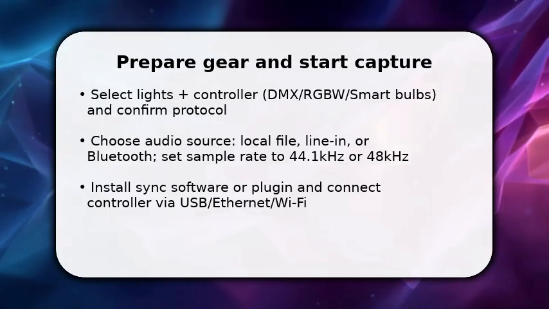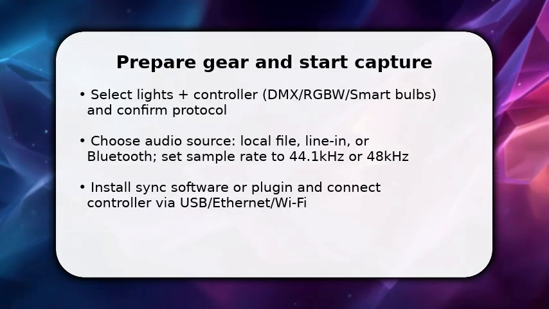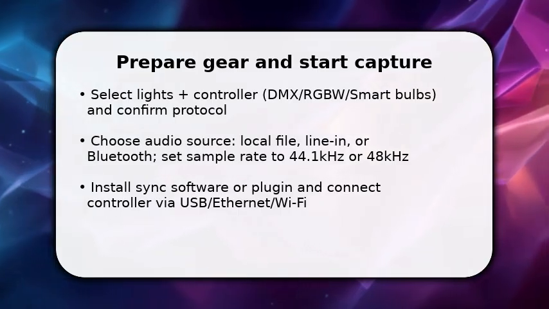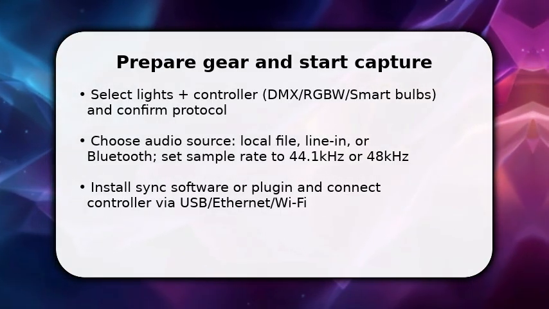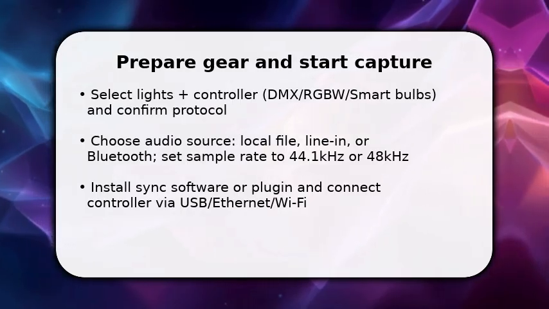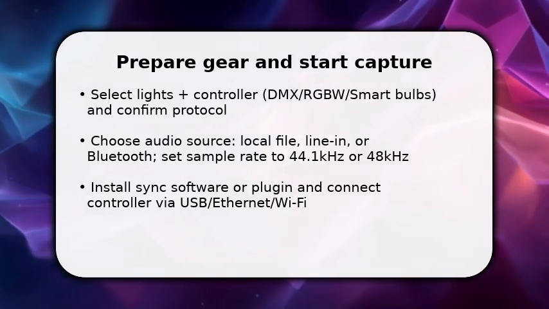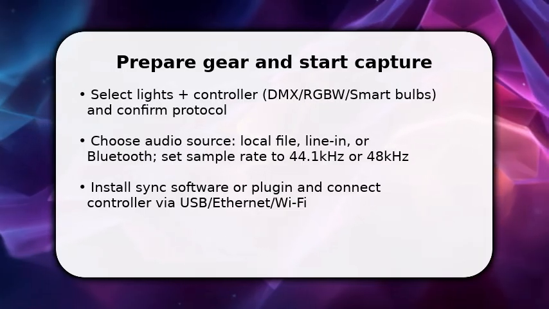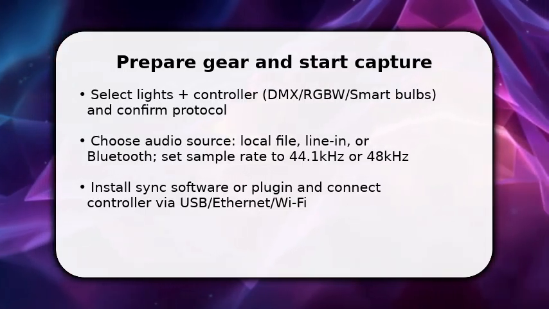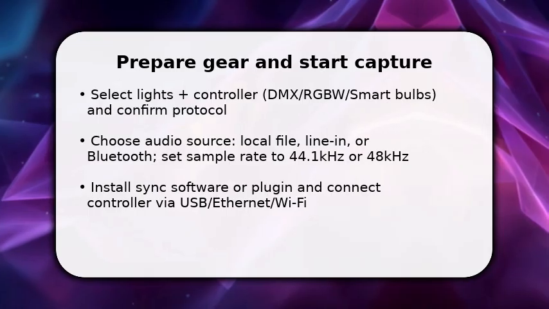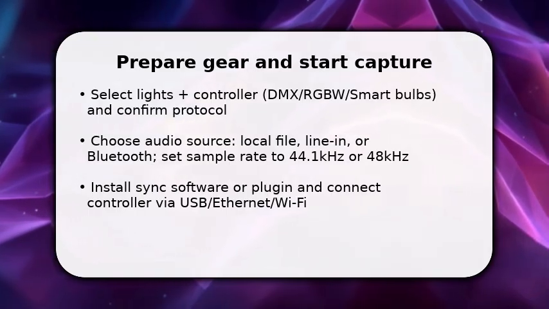You begin by choosing compatible lights and a controller, then connect them to your computer or network. Make sure the controller is powered and addressed. Next, pick an audio source and set a stable sample rate so timing is consistent. Once done, install and open the sync application, then add the controller as an output device.